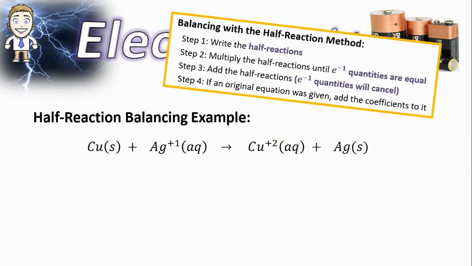So let's take a look at a couple other examples. Here's copper solid reacting with Ag plus 1. This is a great example of when you sometimes need the half reaction balancing method, because this equation right now looks to me like it's balanced.